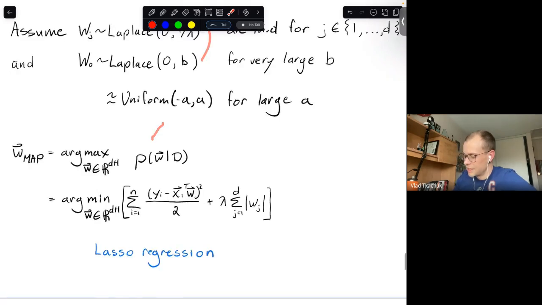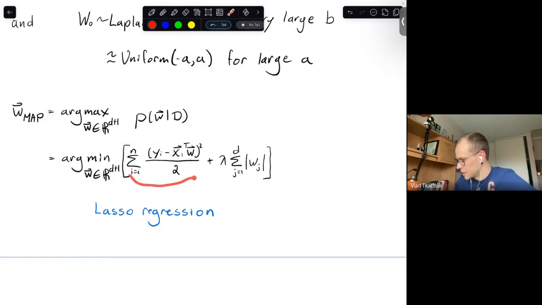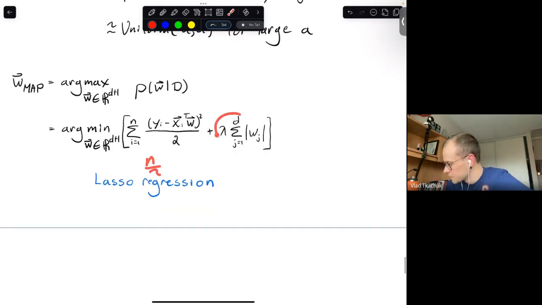What you will find is that if you solve for WMAP, which is this argmax problem, you will get to something like this. And what you have is now this new objective to minimize. It's missing the n over 2 thing as before, but it has a new regularization term. This regularization has a lambda like before, but it doesn't have a square. It has an absolute value.